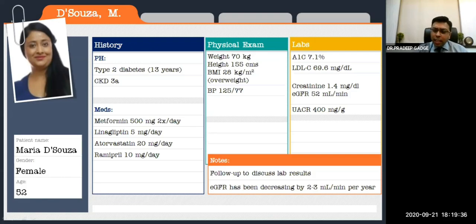So, what are the signs which you are expecting in this particular patient? When such a patient comes to you, listen to the history carefully. Ask if there is a history of pedal edema. Look for pallor, because if you pick up anemia, a lot of people don't know that correction of anemia is an important way of reducing the speed of progression of CKD.